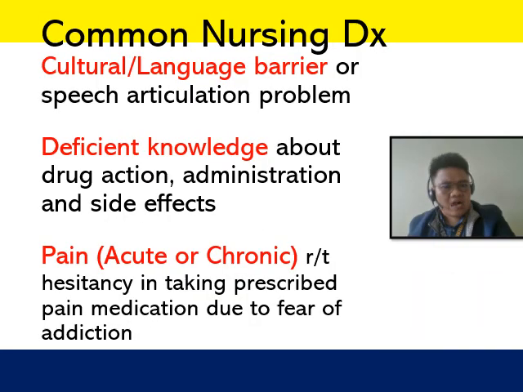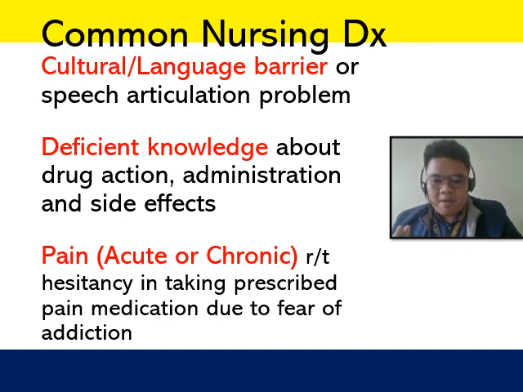Let's see some of the common nursing diagnoses. You might have language barrier or speech articulation problem related to muscular weakness. Deficient knowledge about action, administration, and side effects related to anxiety. Because oftentimes, class, your patient might be encountering the condition, or the medication, for the first time, and they're anxious about it. They don't understand how it works because they were not listening by the time that you were talking to them, because their main focus is how they can survive the condition that they just learned about.